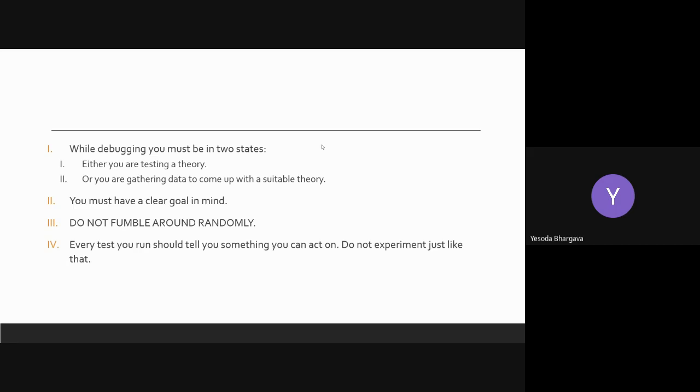It is important to remember not to just fumble around randomly in trying to find the error. And it is very easy to get lost in debugging when you're working on a huge code base, and that is where following a systematic approach is all the more important. So everything that you do while debugging should lead you closer to the cause of the error. So this is what your approach should be when you are trying to debug a problem.